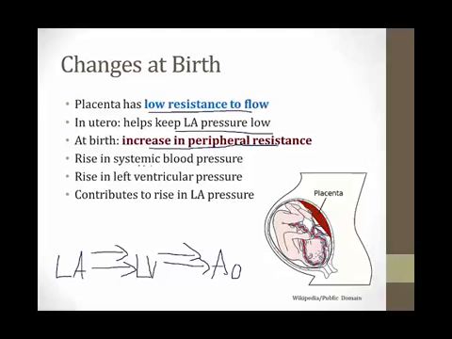This leads to a rise in systemic blood pressure. Basically, the afterload on the left ventricle goes up and the blood pressure rises. This leads to a rise in left ventricular pressure, and this in turn contributes to the rise in left atrial pressure that occurs at birth and helps to close the foramen ovale.